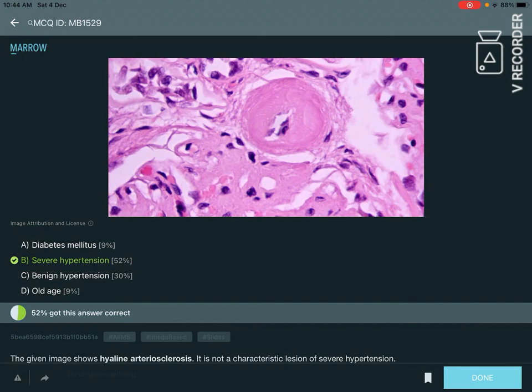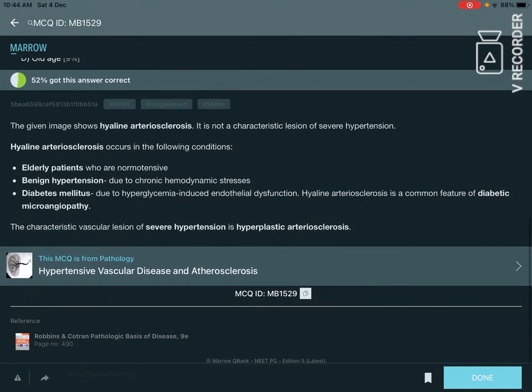Next, here they have even written some parts of it, just the points that are most essential. That is, hyaline is not a characteristic of severe hypertension and things like that. And this is something that I wrote from here itself: it is basically found in normotensive elderly patients.